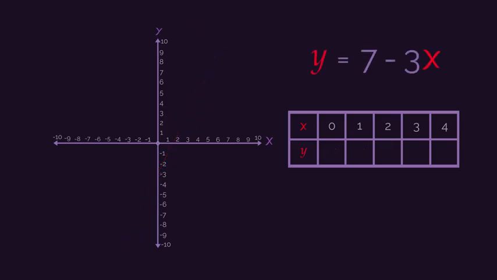Give this question a go yourself. Complete the table of values for this straight line. Pause the video, work out the missing values, and click play when you're ready to check.